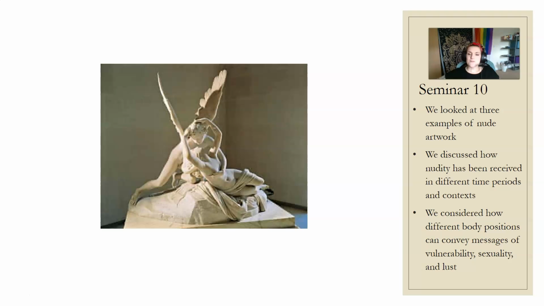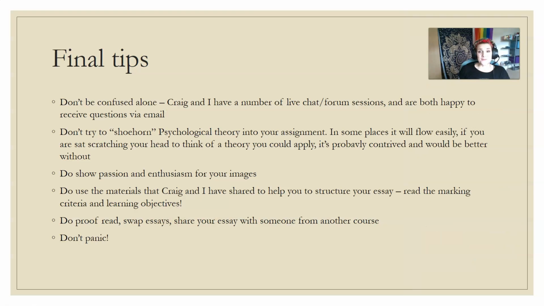We also considered how different body positions can convey messages of vulnerability, sexuality, and lust. For example, students responding to this image explored how, although this is a romantic position, the sense of lust isn't necessarily there, and instead we see romance and vulnerability. However, those students who were looking at the Venus of Urbino were able to identify how there was more of a sexual power element to that image, with the subject staring directly into the audience, looking at the observer and lying seductively. So that is what we have covered in our seminars this semester.